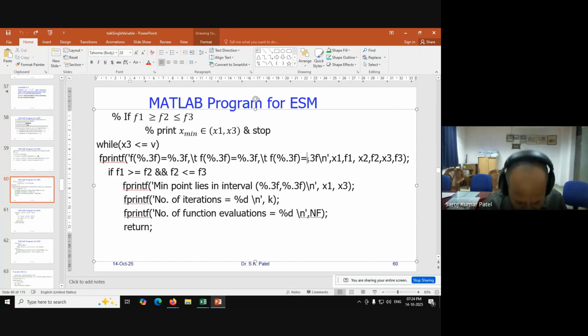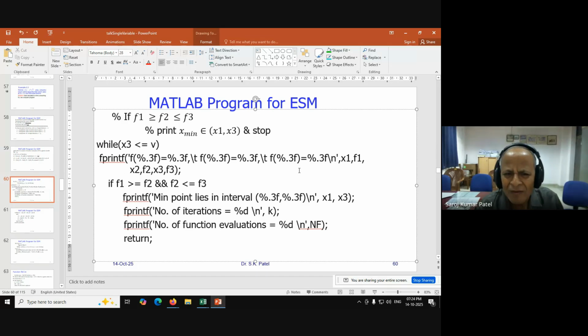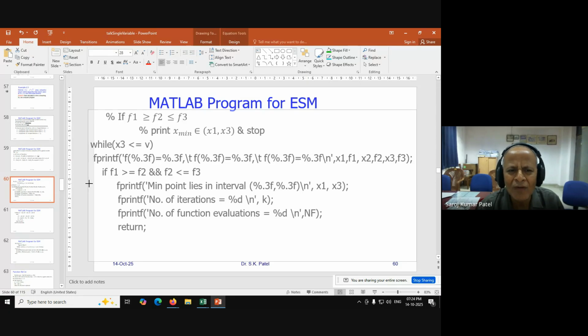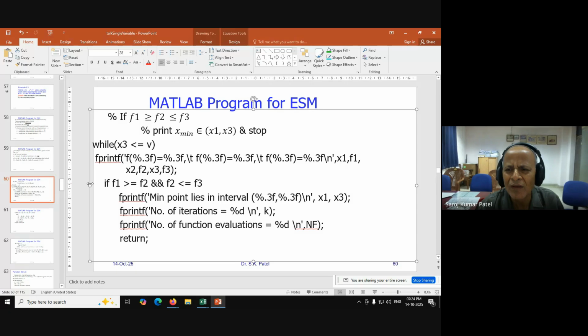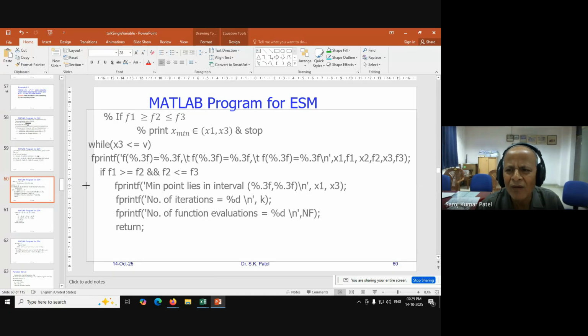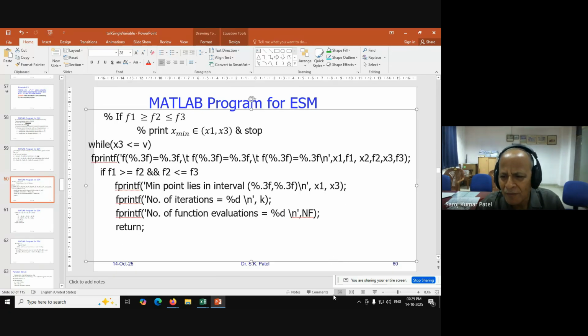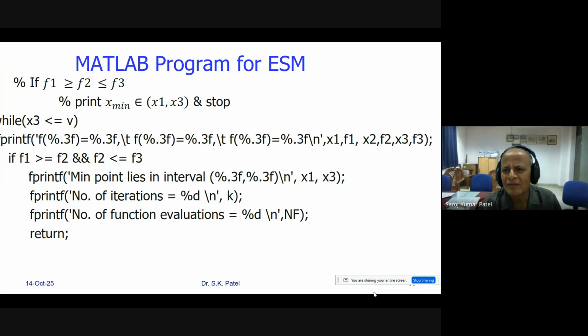Here there is a mistake. So here it should be percentage. So 6 variables, 6 percentage symbols. Okay. Then if f1 is greater than or equal to f2, and this is the and condition.